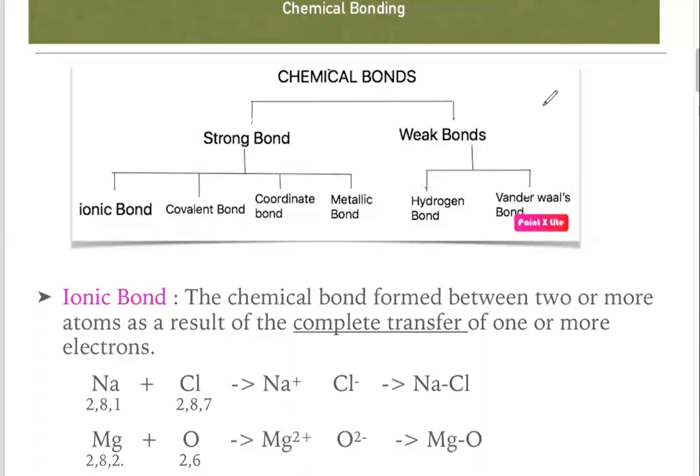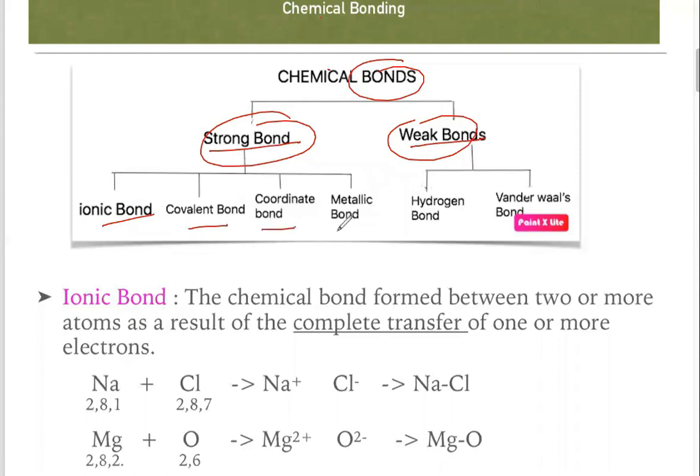So let's just start. The chemical bond, as we already discussed about bonds, is nothing but a force of attraction. That force of attraction can be strong or weak. Because of a strong force of attraction, we call it a strong bond, and a weak force of attraction we call a weak bond. The strong bonds are ionic bond, covalent bond, coordinate bond, and metallic bond. Weak bonds are hydrogen bond and van der Waals bond.